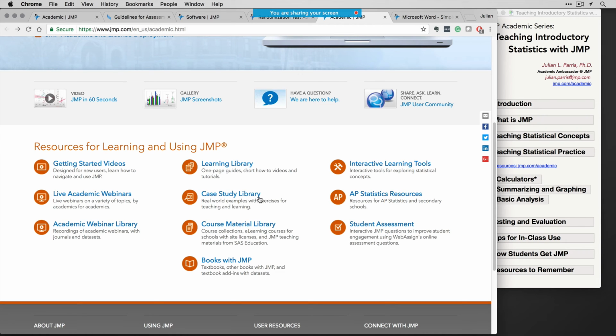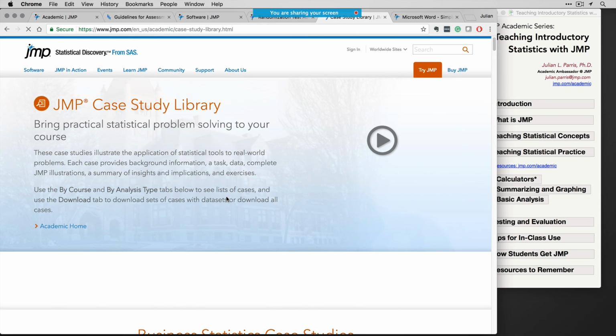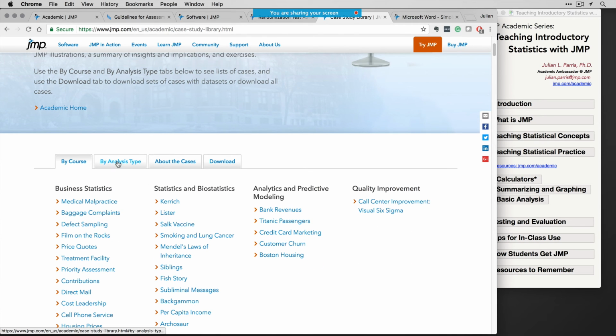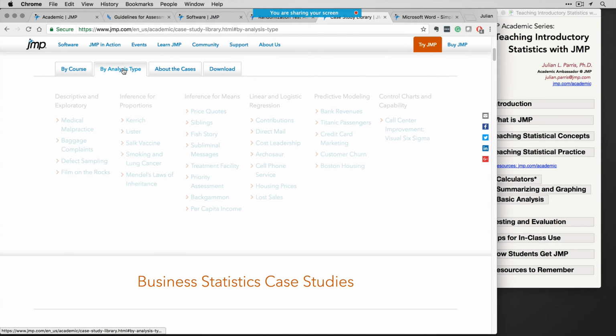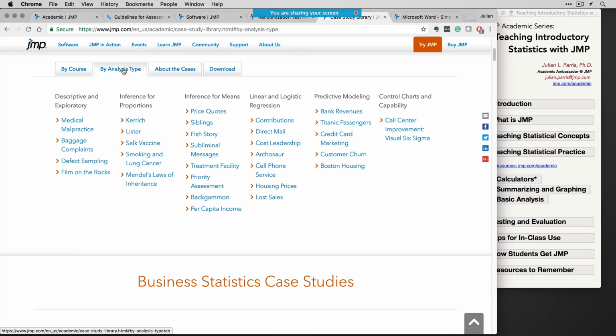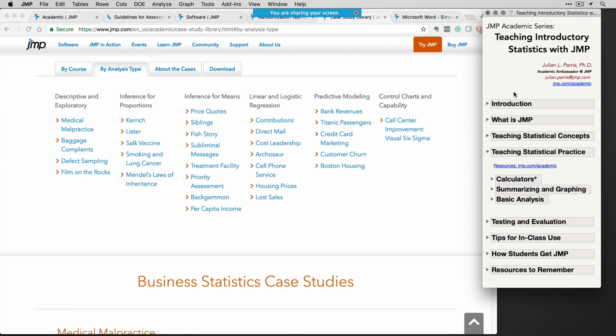Now, if you know you're using case studies specifically, go to the case study library section, and under here you can even browse by type of analysis. So if you're looking for a case study, so real data that has a real question, and you're trying to teach, let's say, descriptive or exploratory analyses, you can check out these case studies. They all come with sample data, or come with real data, I should say, and a context that allows students to really understand why they're analyzing.